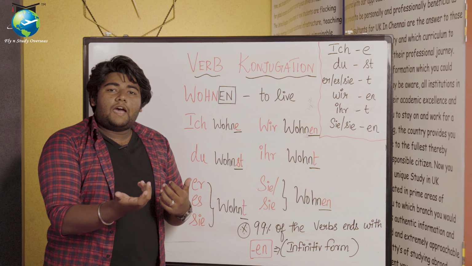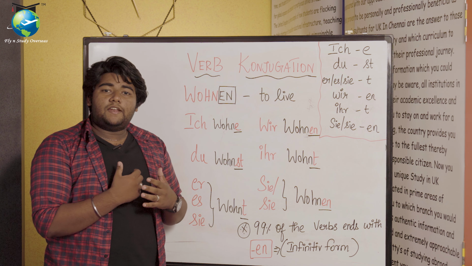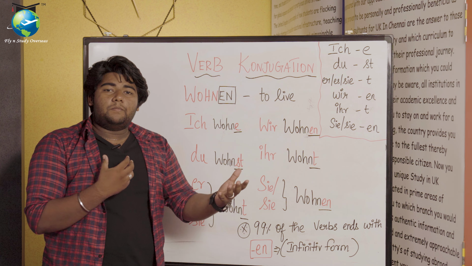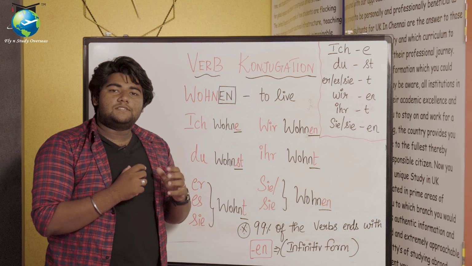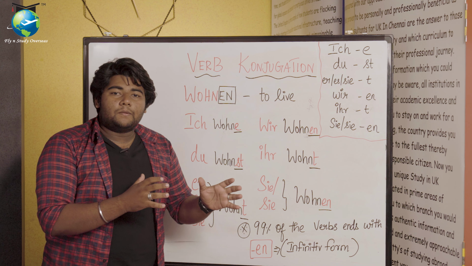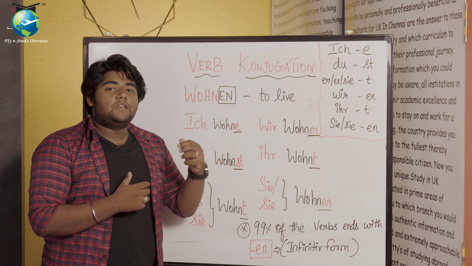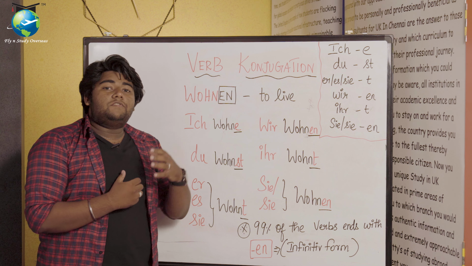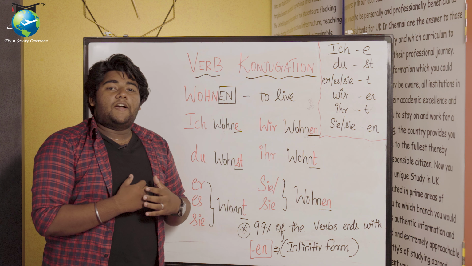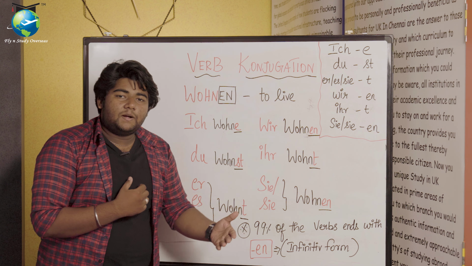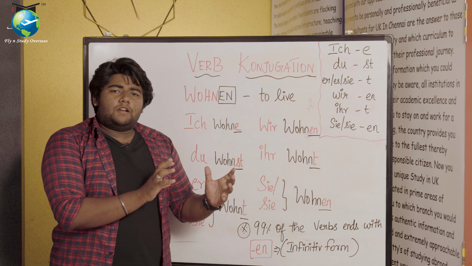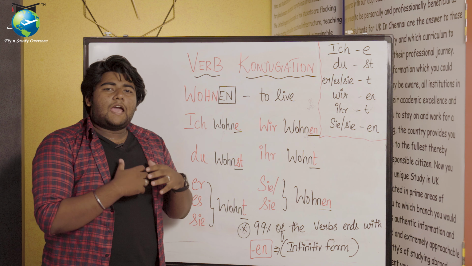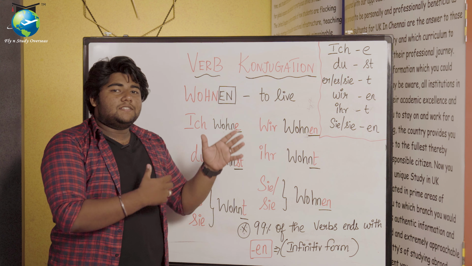So you may have a doubt: how will I find the difference between a noun and a verb? It's very simple. We have no other way. We have to memorize the verb's meaning. Only if you know the meaning of the verbs will you be able to find out whether it is a verb or a noun. So that's the difference between a verb and a noun, and now we are going to see the application of those verb endings in a verb.